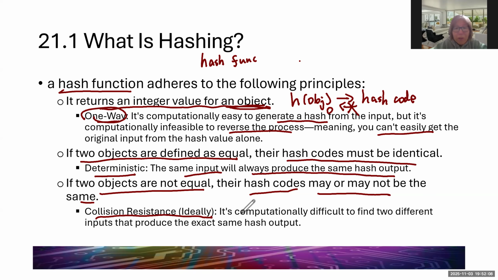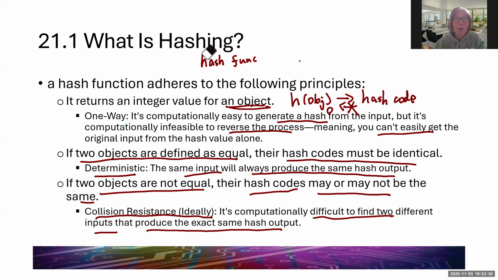Generally it's recommended that the hash function should be computationally difficult to find two different inputs that produce the exact same hash output. That's ideal, but we cannot guarantee it. So this is the requirement for a hash function.